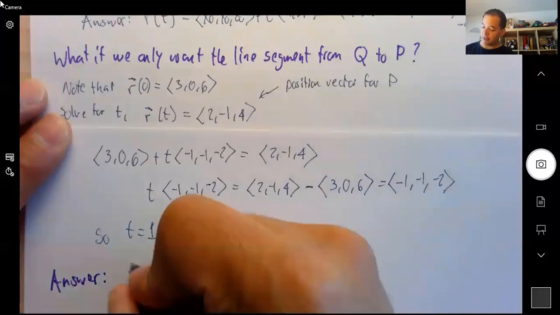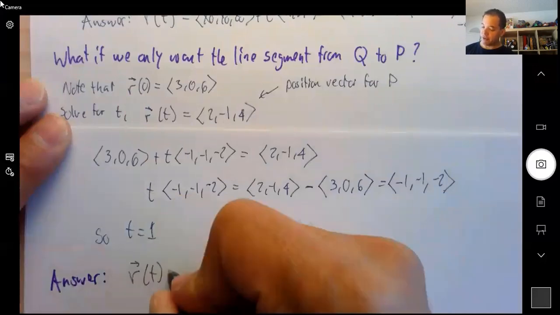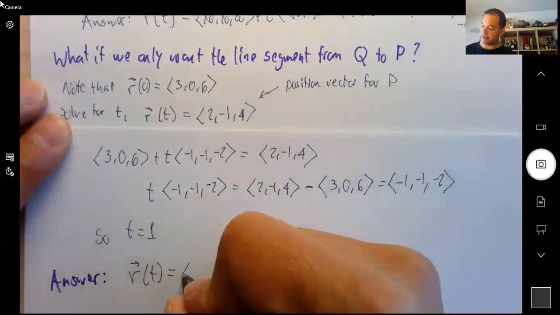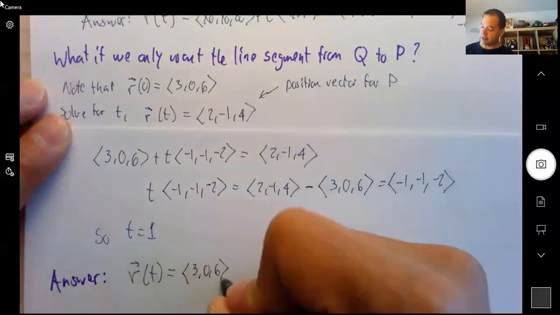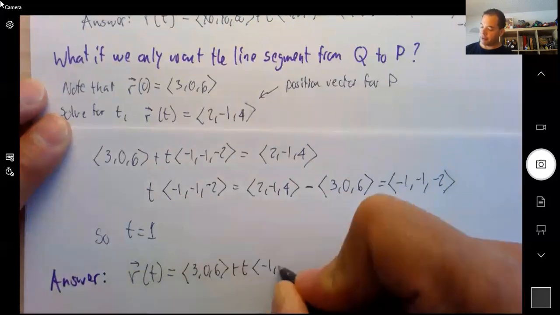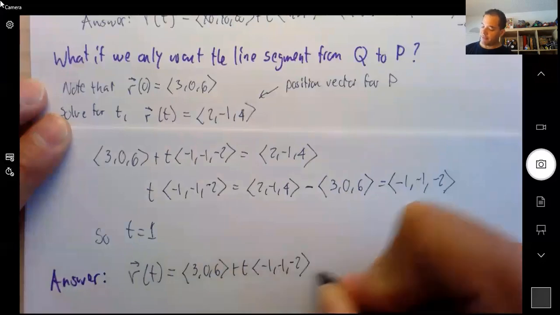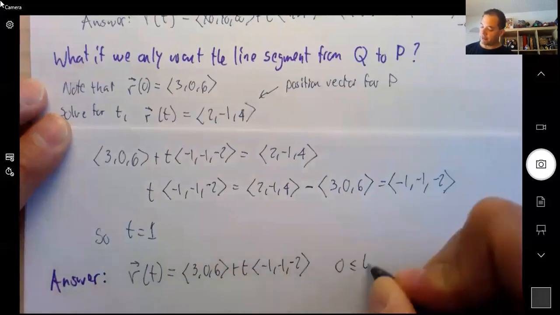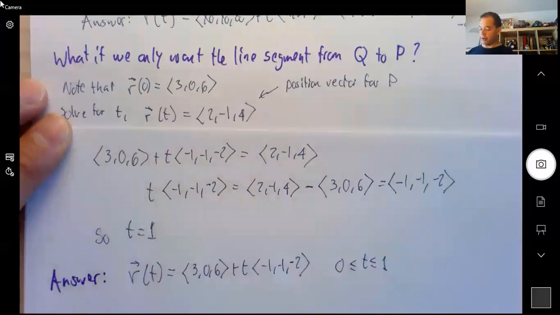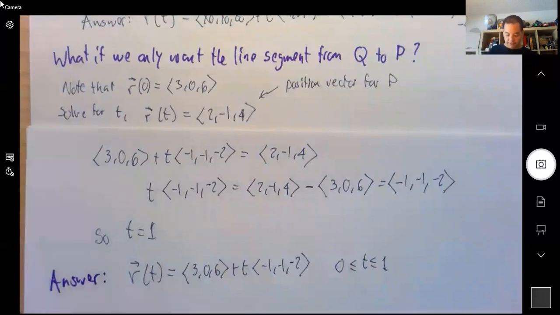So here's the answer to the additional question. The vector representation is the same, <3, 0, 6> plus T <-1, -1, -2>. And now the difference is you want T between 0 and 1. All right? Questions so far?